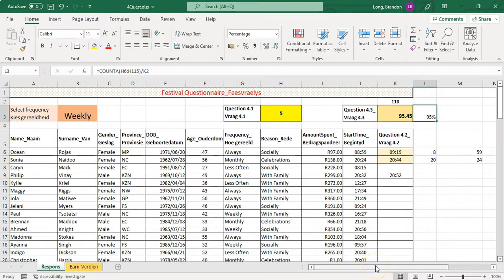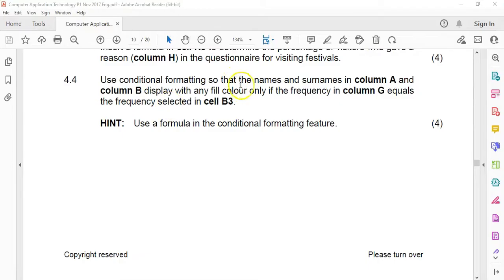There we go. I think that'll be correct. Okay, 4.4, use conditional formatting so that the names and surnames, column A and B, will be in a particular fill color if the frequency in column G equals the frequency in B3. Whoa, this is going to be quite interesting. Use a formula in the conditional formatting feature. So let's have a look at this.